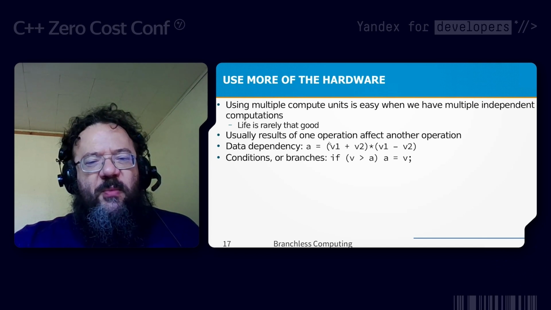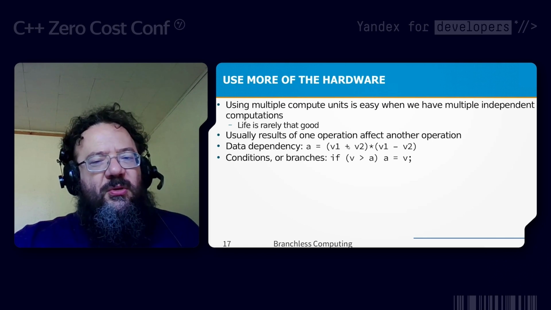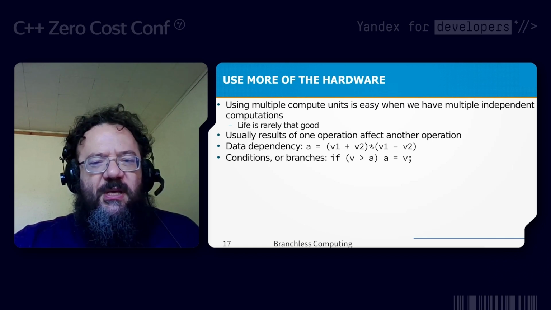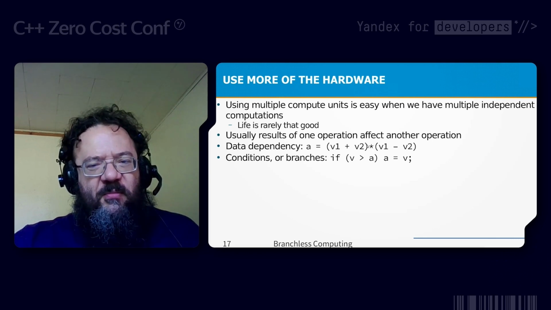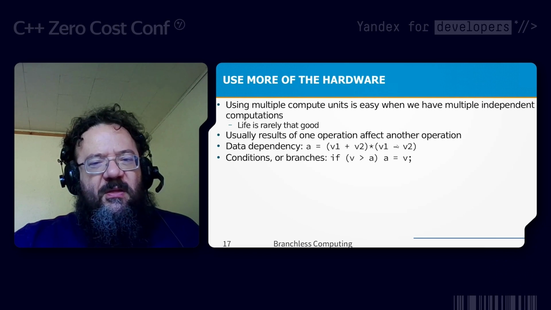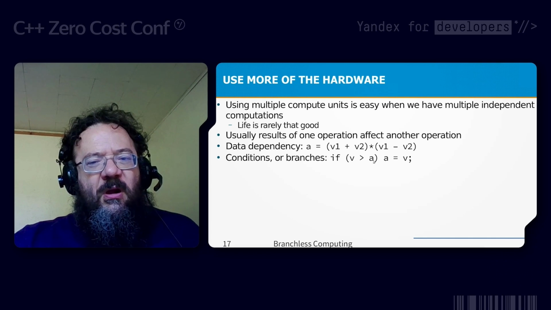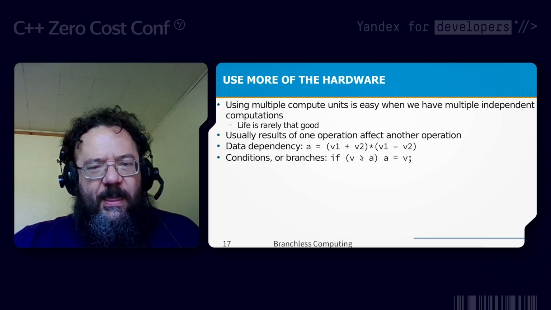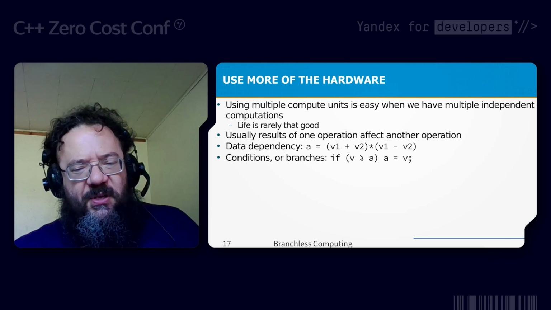So here is a typical example of data dependency. The CPU can certainly do addition, subtraction, and multiplication at the same time. Unfortunately, this program can't do it because it can't do multiplication until it knows the result of addition and subtraction. That's a data dependency. The other kind of dependency is a conditional code where we don't know what code to run until the data becomes available. So these two are very different kinds of dependency.